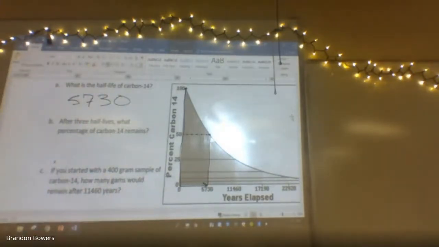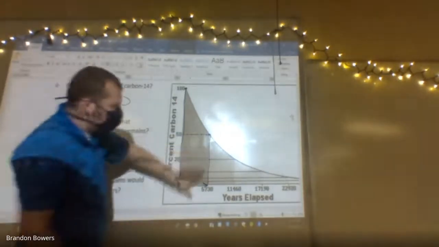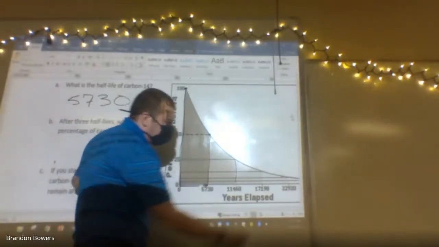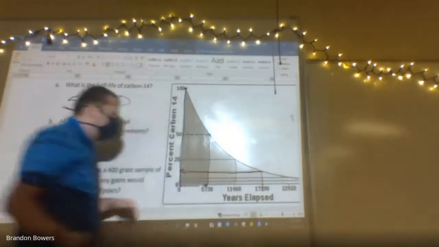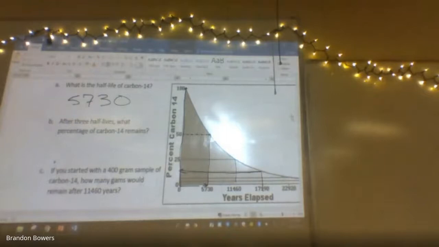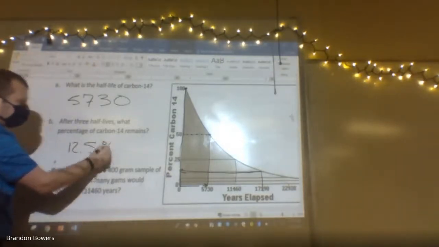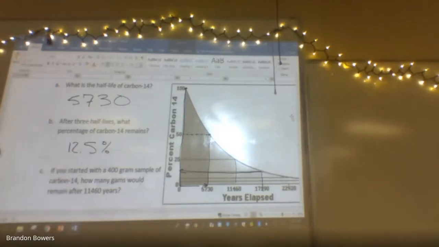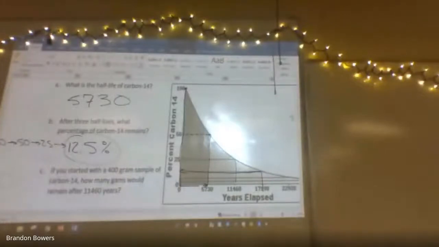After 3 half-lives, what percentage of carbon-14 is left? That was 1 half-life, that's a second half-life, that's a third half-life. What percentage would that be? It's the same as the one before. That would be 12.5. To show you, if we start off with 100, after 1 half-life, after 2 half-lives, after 3 half-lives, that's your answer. See how it gets repetitive?